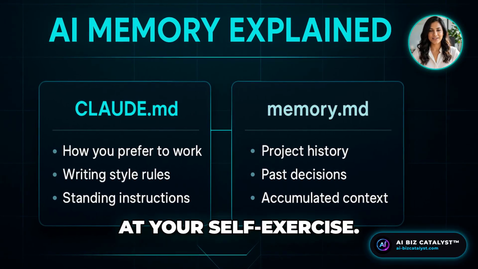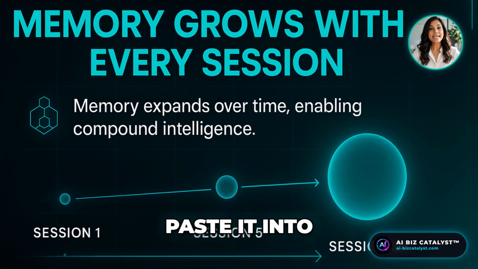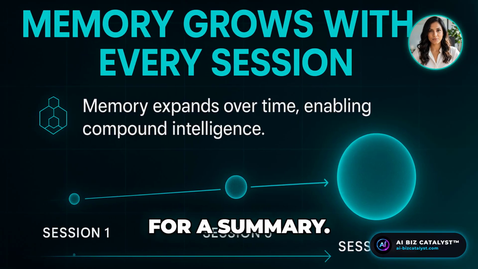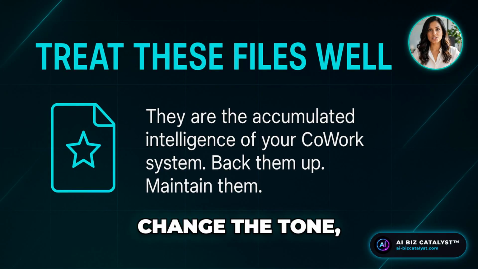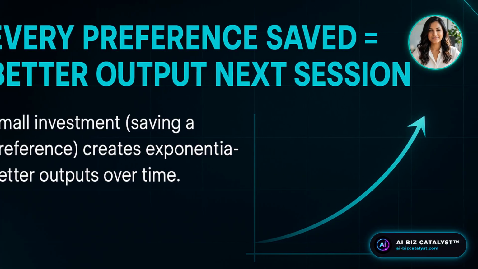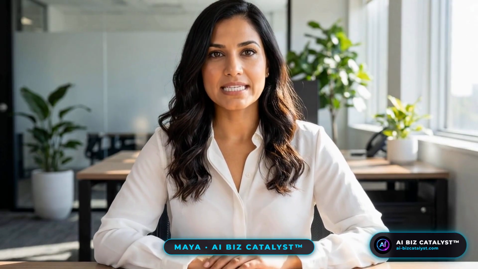Here's a try-it-yourself exercise. Take a meeting transcript, any meeting. Paste it into CoWork and ask for a summary. Then edit the summary yourself, shorten it, change the tone, move things around. Then ask CoWork, "Compare your version to mine. Figure out what I changed. Save those preferences to my Claude.md and memory.md files so you remember them going forward."